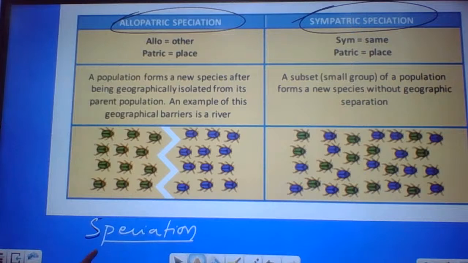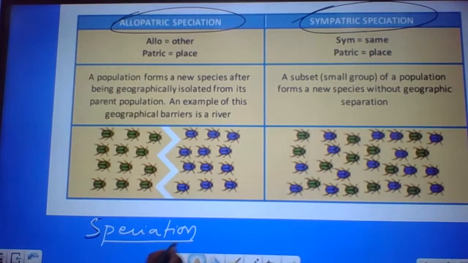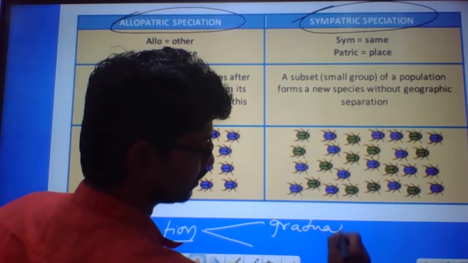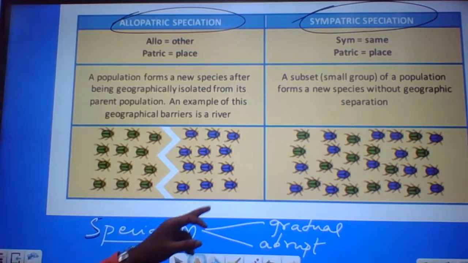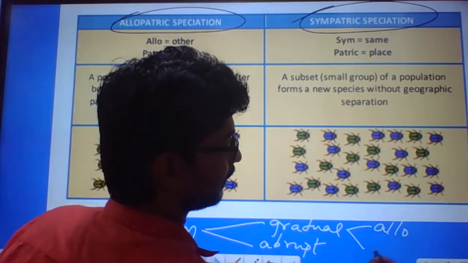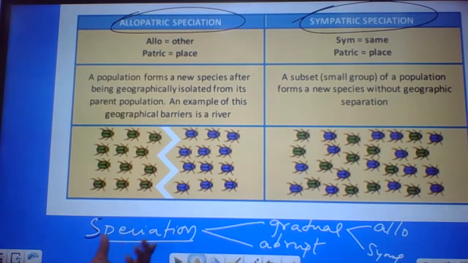Coming to this part, as far as speciation is concerned, speciation may be gradual or abrupt. There are two types of speciation: gradual speciation and abrupt speciation. Gradual speciation can again be classified into allopatric and sympatric. This is the common classification of speciation. This may occur by means of the bottleneck effect and the founder effect.